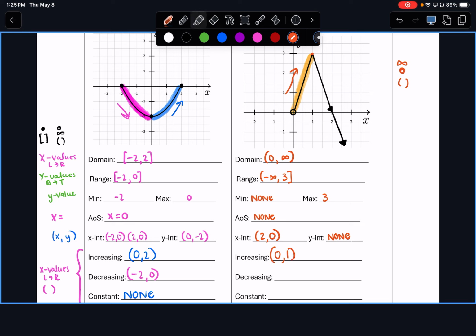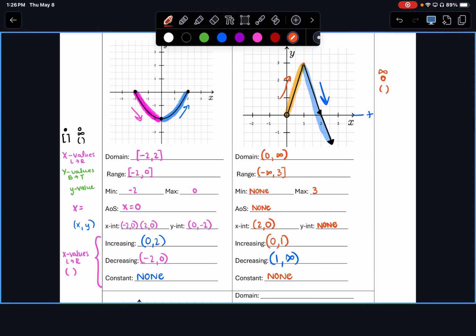Now, after it increases, what happens? It decreases. So what is the interval where it decreases? It's talking about x values and it's on the right, so it would be 1 to positive infinity, because it is on the positive x side. We have to use the x's. Now, is it ever constant? No. So we're going to say none.